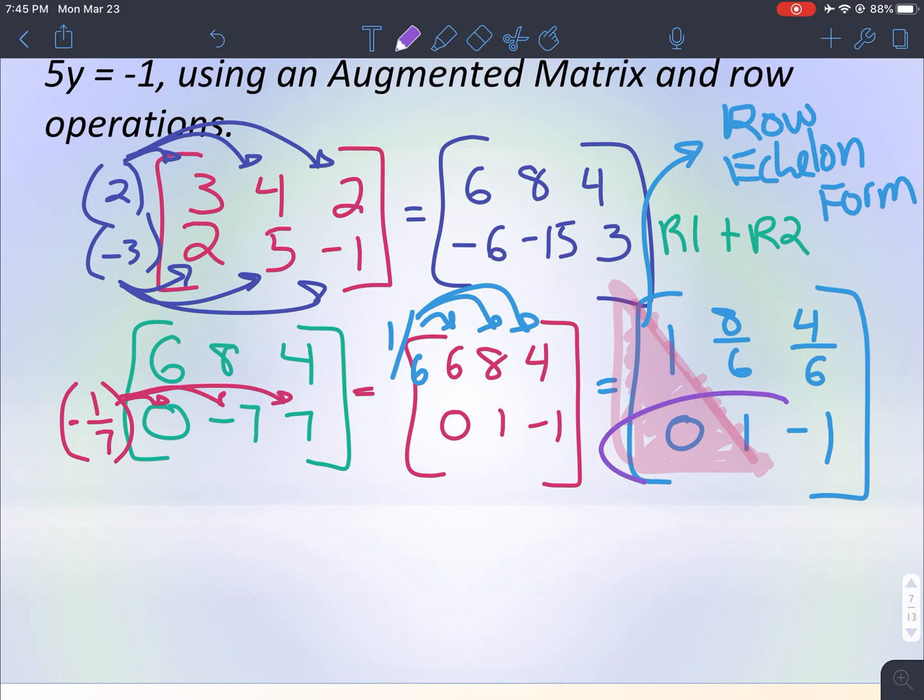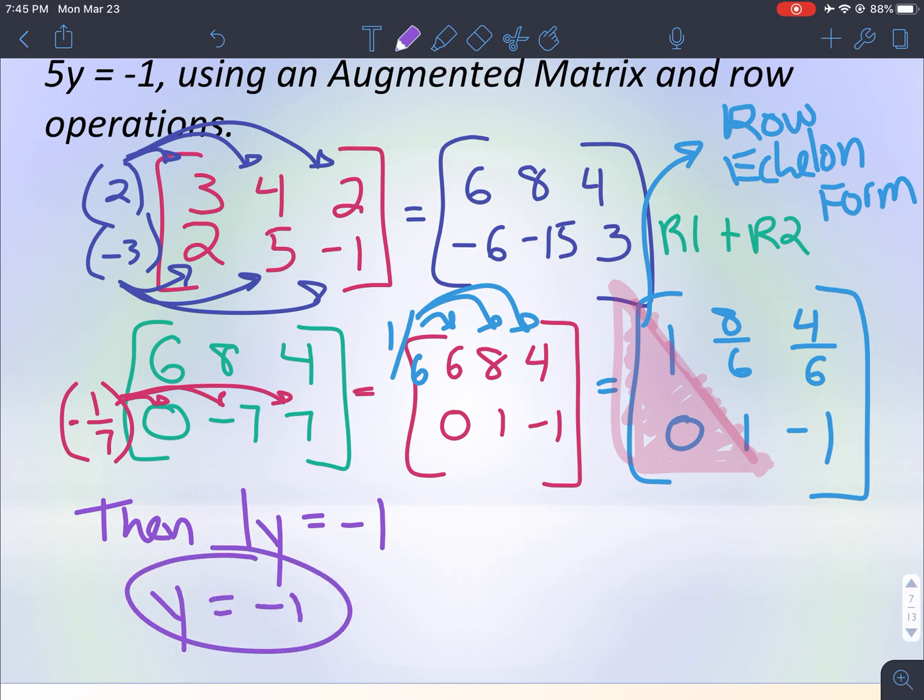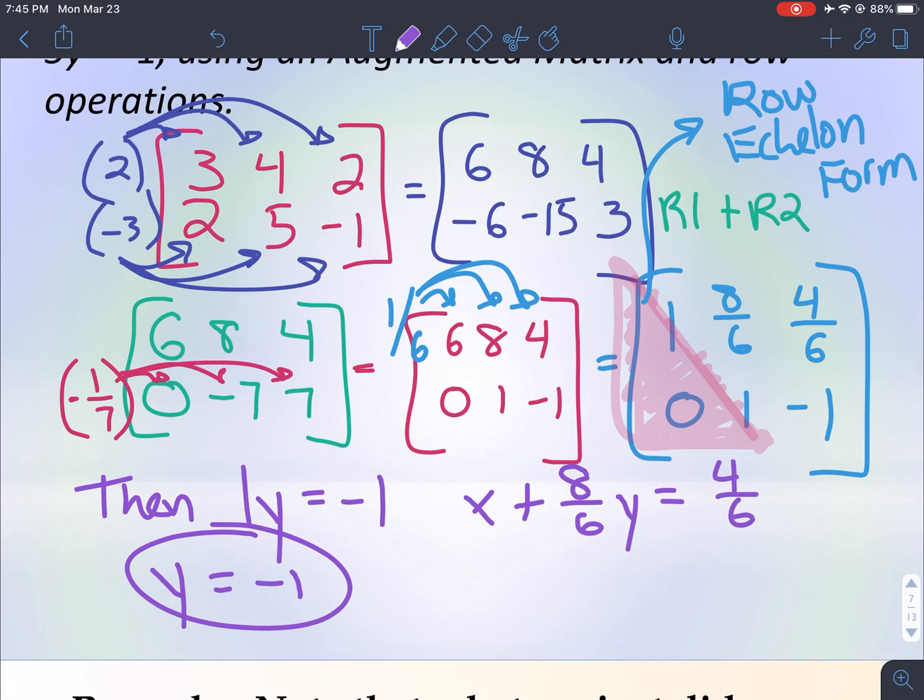Because if I look at the bottom row, that tells me 1y equals negative 1, and therefore y equals negative 1. And then if I look at the top row, that tells me x plus 8/6 y equals 4/6. And if I solve that equation, then I get an answer of x equals 12/6, and that's 2.